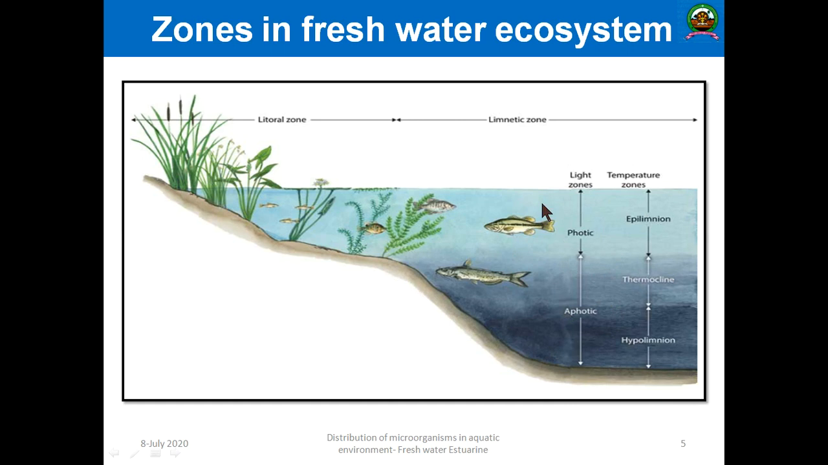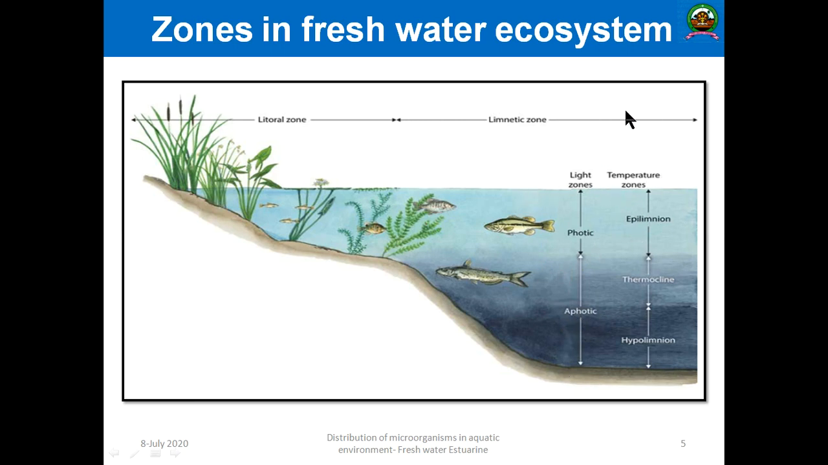Photic zones are the region in which the light penetrates maximum, and aphotic regions are the region in which the light penetration is reduced or decreased. From top to bottom, this light penetration will be decreased. So that particular area is known as the aphotic zone.